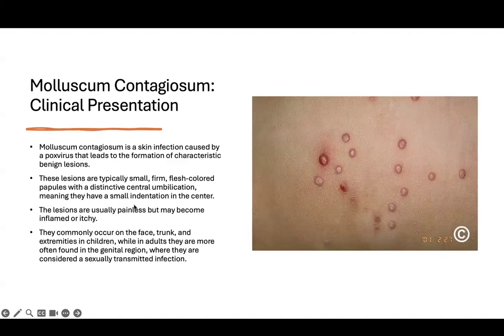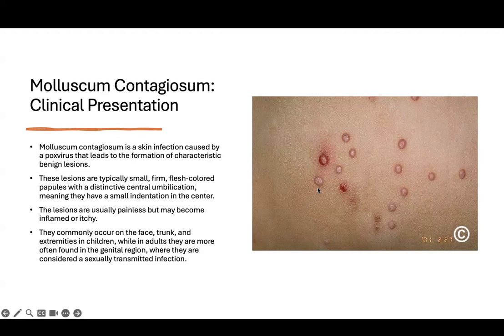So what is Molluscum contagiosum? It's a virus where you're able to get infected through skin to skin contact, but also through contact with other humid, let's say, objects like a towel, for example. If the towel has the virus, you can actually contract it if you touch it.